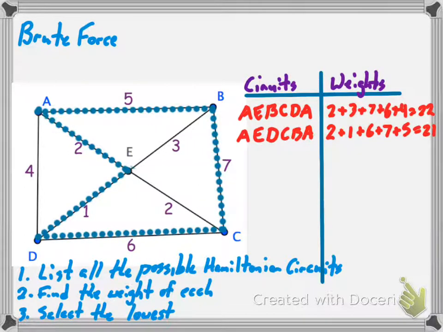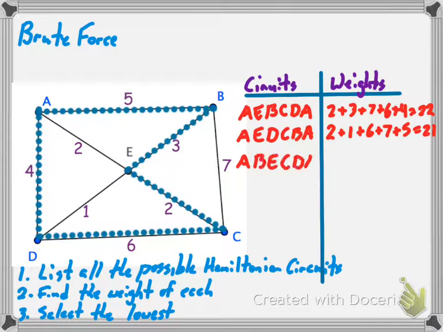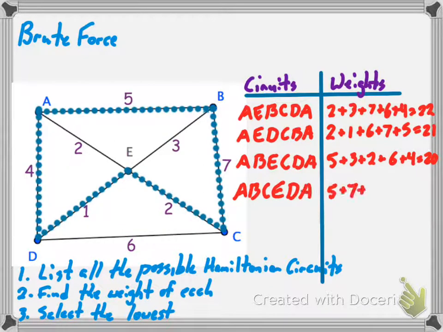Now there are a number of different circuits we can make. I could do A, B, E, C, D, A, and that weight is 20. Or I could do this one, A, B, C, E, D, A, and that's 19. Now I could keep going.